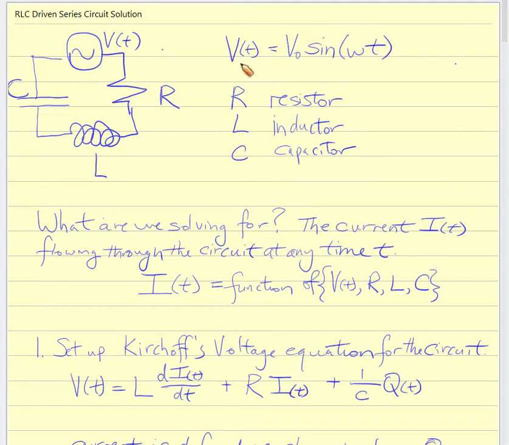So here are the variables we'll be using. V of t is going to be our voltage, and that's going to be initialized or defined as a constant V naught, the maximum voltage, times a sine function with a frequency of omega, and t is the independent variable time. In our circuit, we have a resistor with resistance R, an inductor with inductance L, and a capacitor with capacitance C, all wired in a circuit as in this diagram.